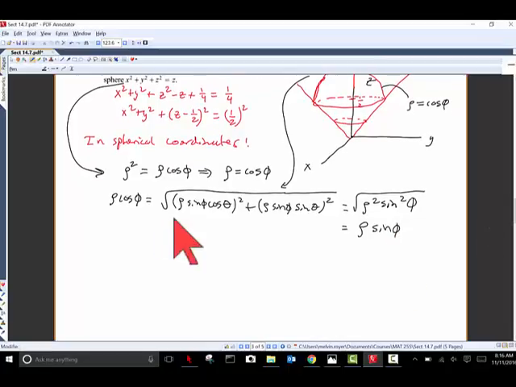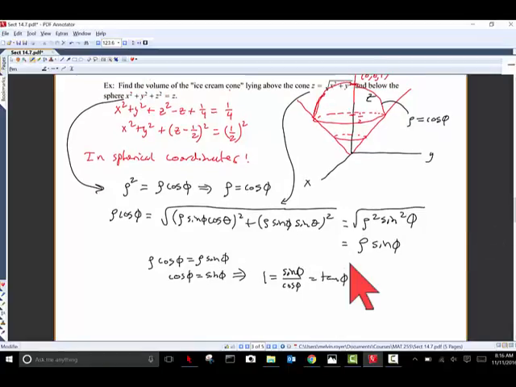So now I have rho cosine phi equals rho sine phi. Again, rho equals 0 is not interesting, and so we get cosine phi equals sine phi. I keep churning on it a little bit. Divide both sides by cosine phi, and we get 1 equals sine phi over cosine phi. That's tangent of phi. Okay, so the equation has simplified considerably. Tangent of phi equals 1.